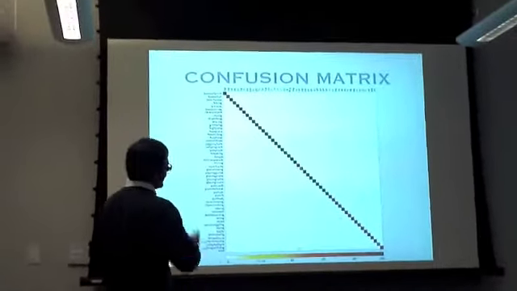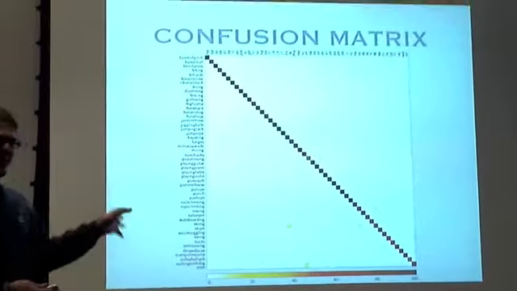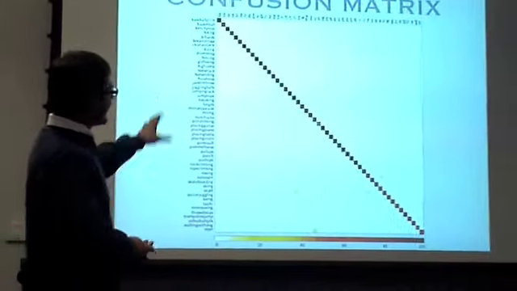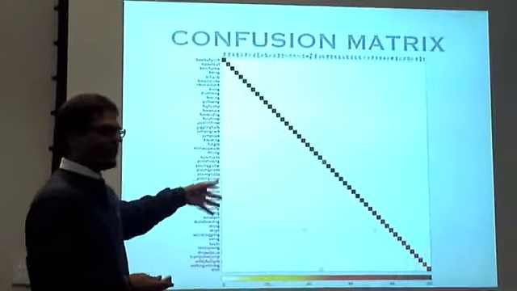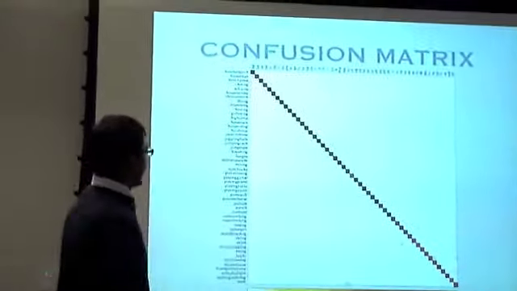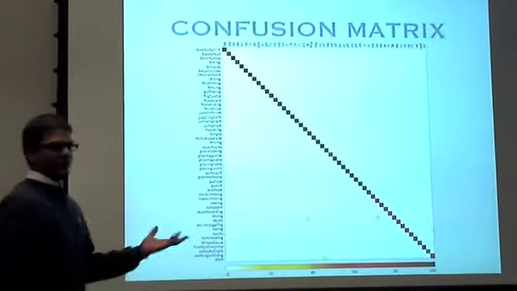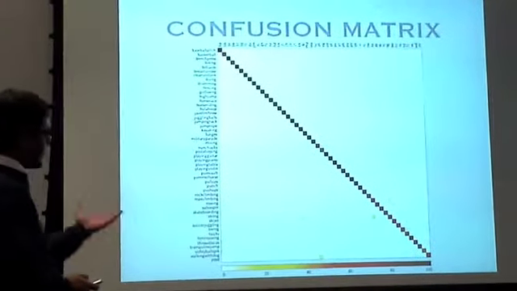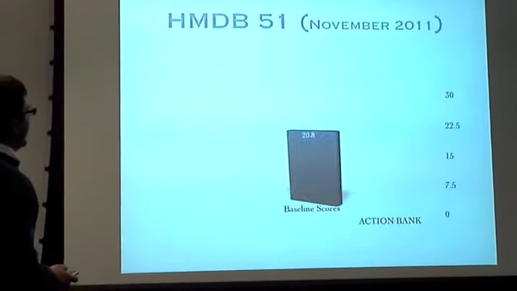Yeah, Dr. Corso made this image and it looks very pretty, so I wanted to put it up there. This is the confusion matrix for UCF 50, and you see a very definitive diagonal component. Each of these is a class in UCF 50. It performs pretty well on the UCF 50 dataset.